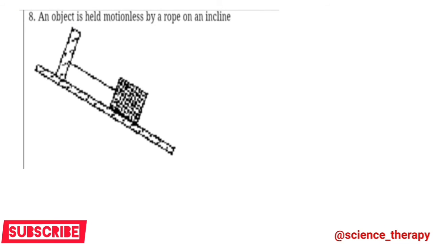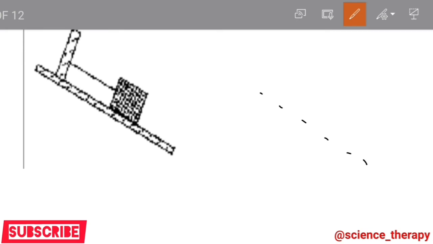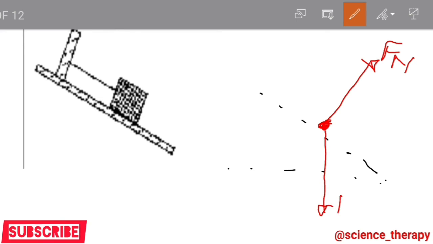Then an object is held motionless by a rope on an incline. So let's draw for this one. Again, let's faintly show that incline. And then let's draw. We have the normal force, which should form 90-degree with the surface. So as you can see there, we have it being perpendicular to the surface, and then acting downward will be our gravitational force like that.